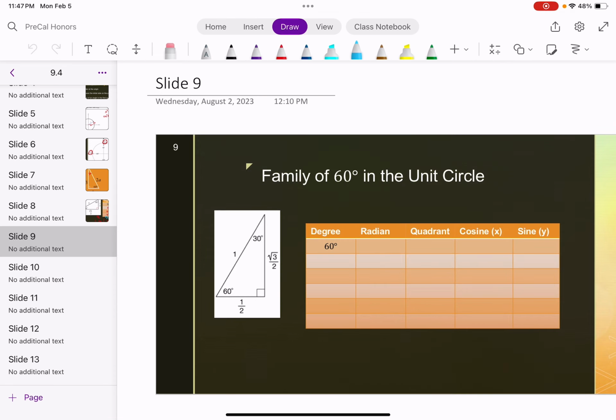So let's take a look at slide 9. Slide 9 is very, very similar. The only real difference is we are now, instead of doing the 30 family, going to go ahead and do the 60 family. What I would suggest, go ahead, pause the video, and try to see how much you can do on your own.